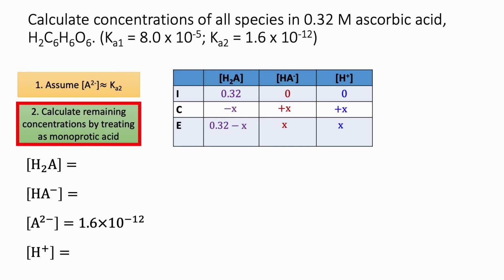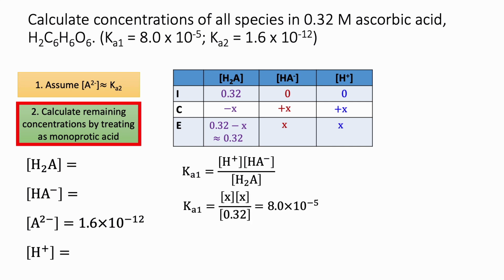And let's make the assumption that H2A is approximately equal to 0.32. So now we're going to take those equilibrium concentrations, we're going to plug them into the expression for Ka1, and set that equal to the Ka1 value we're given in the problem. And then we could solve for x squared. I got x squared equals 2.56 times 10 to the minus 5th. Taking the square root of that, I got x equals 5.1 times 10 to the minus 3rd.